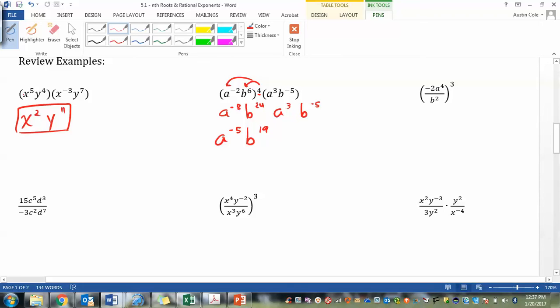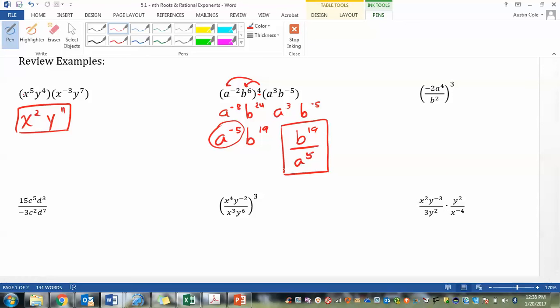So if I cut this guy out of here, make it positive, move it to the bottom, my final answer would be b to the 19th over a to the positive 5th. Like I'll cut it, I'll edit it, make it positive, paste it on the bottom. Because there's nothing wrong with b to the 19th. That's positive, so don't change that.